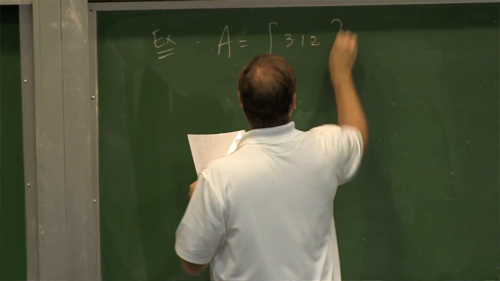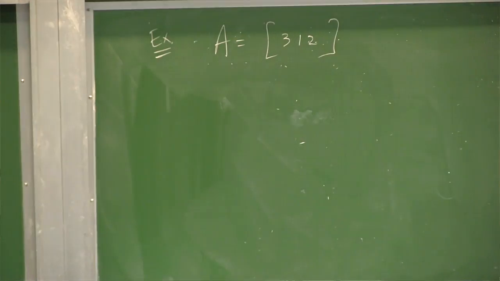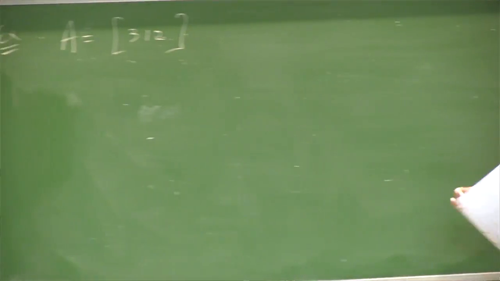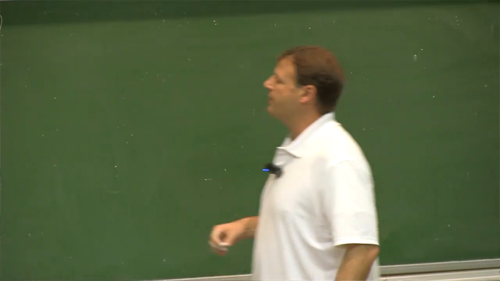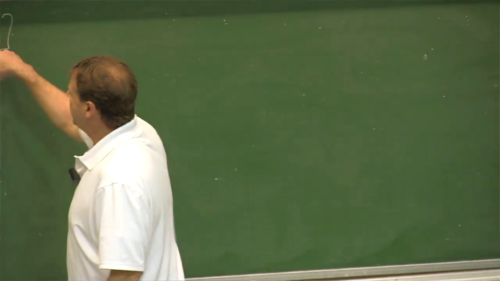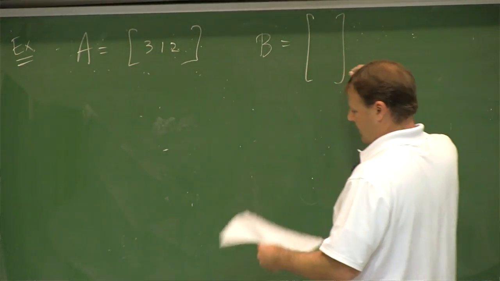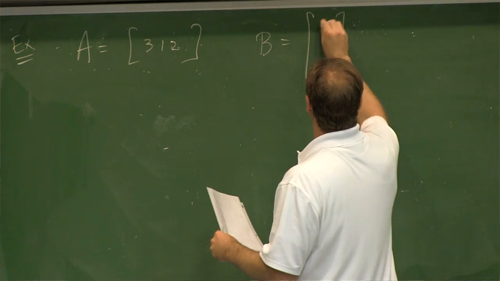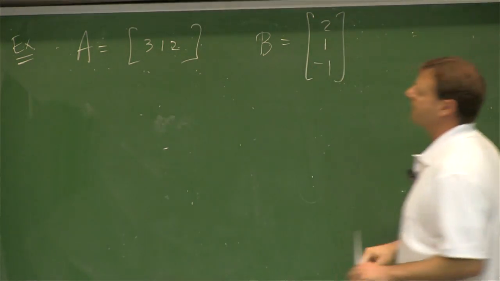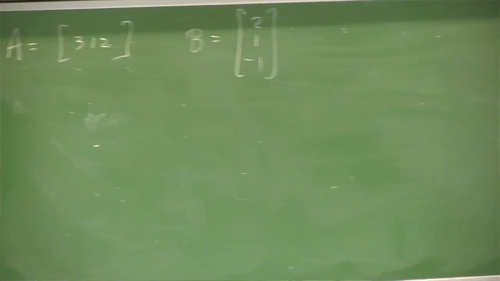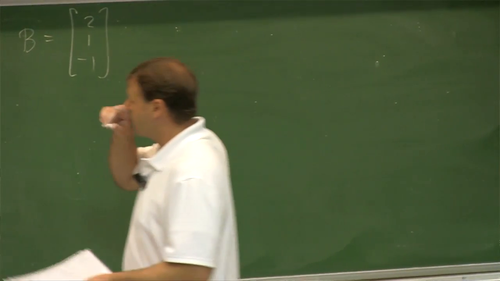So A is, now what do we call that? We call it a row vector. It's a matrix, but it's a specific kind of matrix. It's called a row vector, three-dimensional. And then B is going to be a column vector. And now let's do AB and BA, just like we did before.